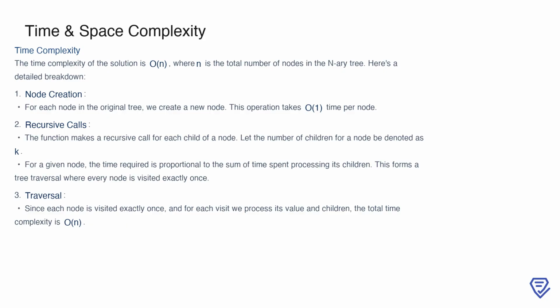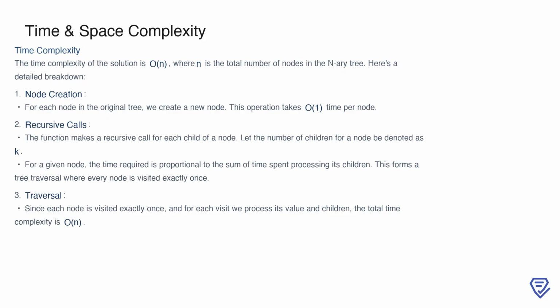The time complexity of the solution is O(n), where n represents the total number of nodes in the N-ary tree. This is because each node is visited exactly once during the traversal. To break it down further, for each node in the original tree, we create a corresponding new node, and this operation takes constant time, or O(1), per node.